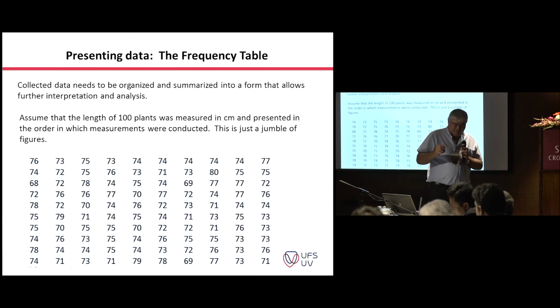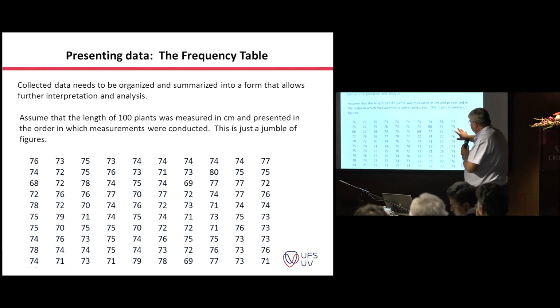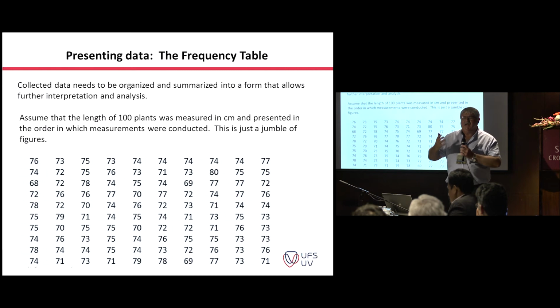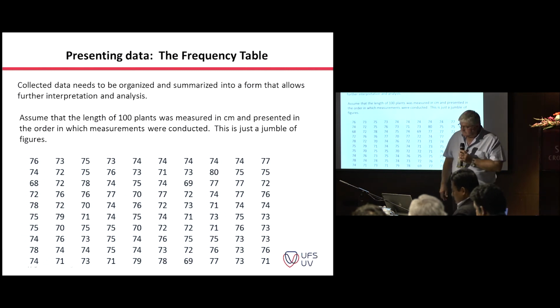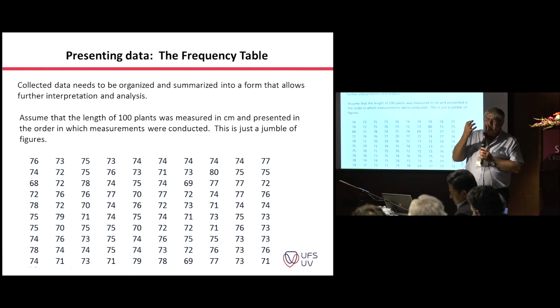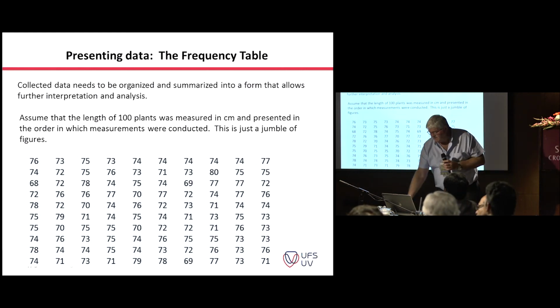The aim of statistics or biometry, or whatever you want to call it, is to take these numbers and make some kind of sense out of it that everybody can understand, and that gives me an idea of what is going on in the population that I want to measure. So now I've got all these figures.